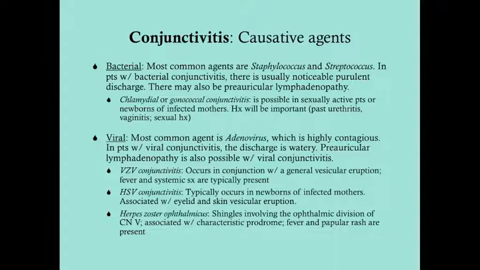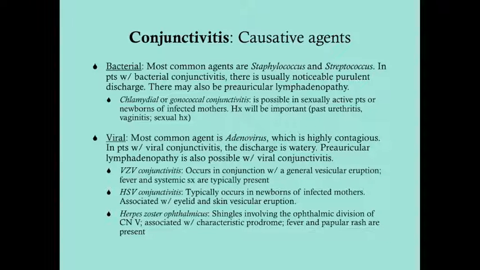And then herpes zoster ophthalmicus is essentially shingles that infects the eye. And it infects the eye because that shingles virus has infected that first division of the trigeminal nerve, which is the ophthalmic nerve, and that will affect the conjunctiva as well as the skin that the ophthalmic division is associated with. And this is associated with that characteristic prodrome. Usually that prodrome before shingles is described as a localized itchiness or pain, and then that's followed by a papular rash and fever.